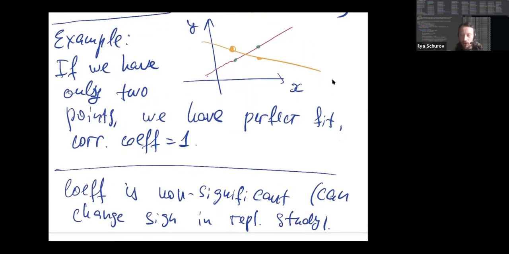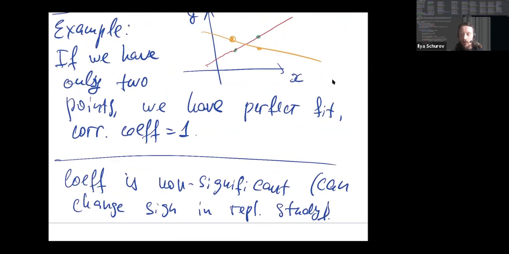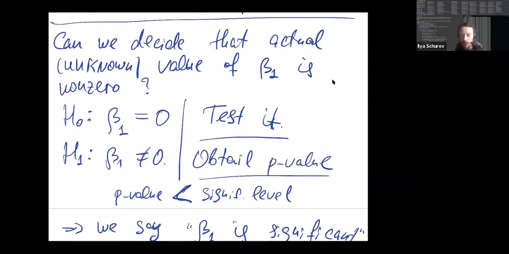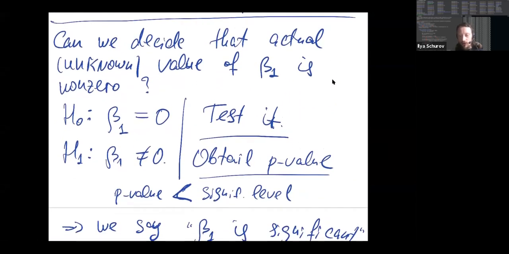So this is why we are interested in this significant stuff, and actually R reports us this significance and p-values, and it draws some stars and so on. So I just want to stress that you have to take into account this significance, and you can interpret your coefficients only in a case when they are significant. Otherwise, you cannot reject null hypothesis that the real coefficient is 0, even despite the fact that you obtain some other estimate, some non-zero estimate from the data.